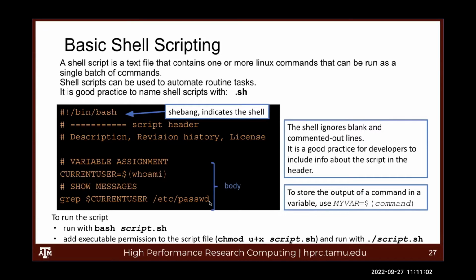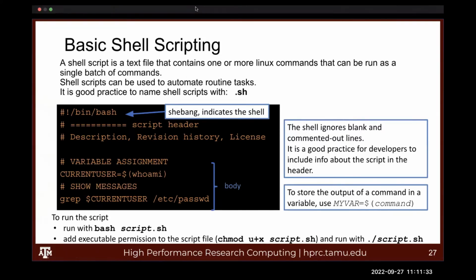So what you see down here is an example of a shell script, and we'll talk about what these mean. Up here, the pound sign and exclamation mark and then /bin/bash indicates what shell you're using. In this case, it's using bash. The shell is going to ignore blank and commented out lines, so it'll ignore lines 2, 3, 5, and 7 here because they are commented out with the pound sign.